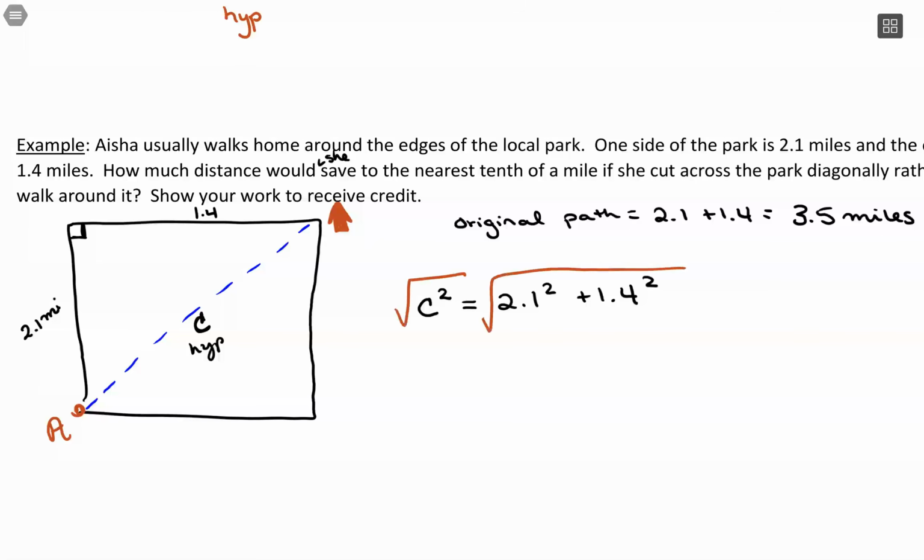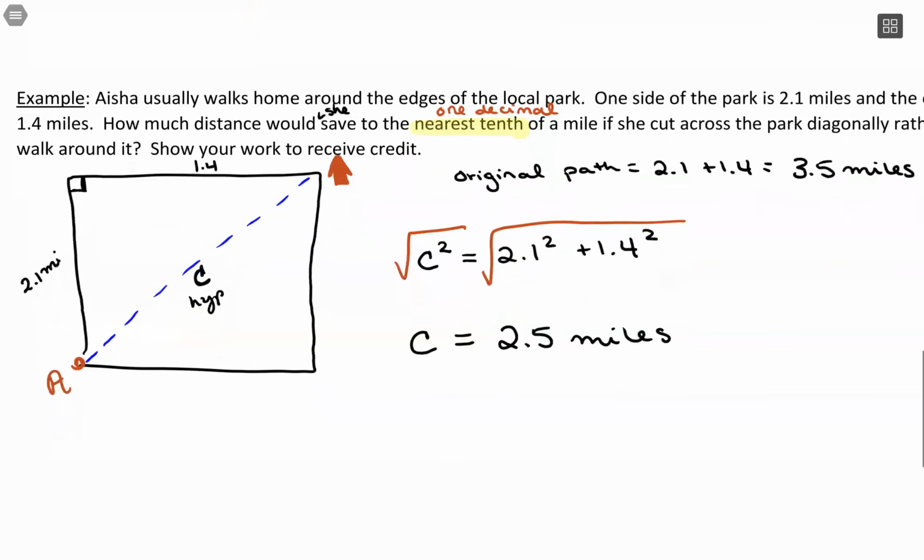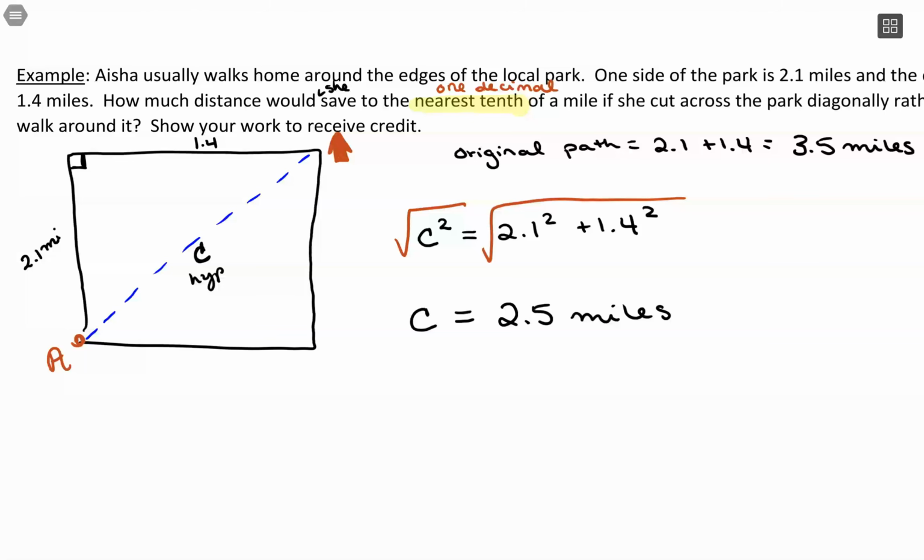So we're going to take the square root, plug all that into the calculator, and they did specify a rounding rule here, nearest tenth of a mile. So that's 1 decimal place. So it's going to be a little different than what we've been doing previously in this video, but the rounding rules are the same. So it should round to 2.5 miles. So in terms of what she would save, you just want to think of the difference between those two. It would be 1 mile shorter. So that's an application of our Pythagorean theorem and how to use it for different scenarios.